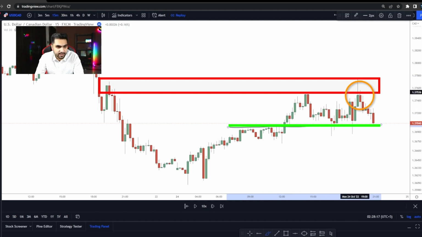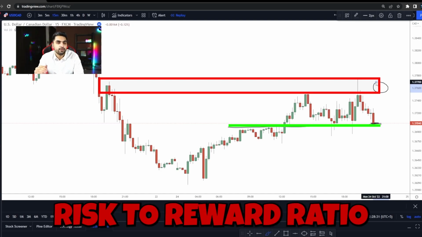We got another rejection right here. Now the rejection happened and the sellers are coming to the downside. We're not going to take the sell right here. We need the price towards this rejection again if we want to take the sell, so we can have a good risk to reward ratio.